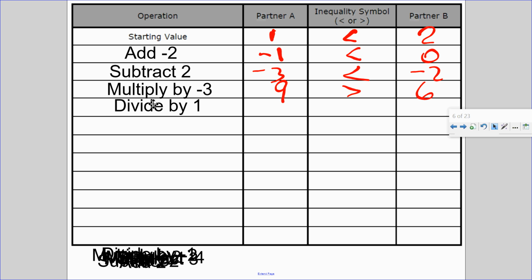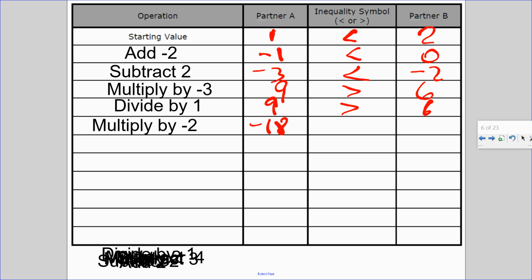Divide by 1. If you divide by 1, it's still 9. If you divide by 1, it's 6. The 9 is still greater than 6. Multiply by -2. That would be -18. 6 groups of -2 will be -12. Which side is greater? -18 or -12? So -18 is less than -12.